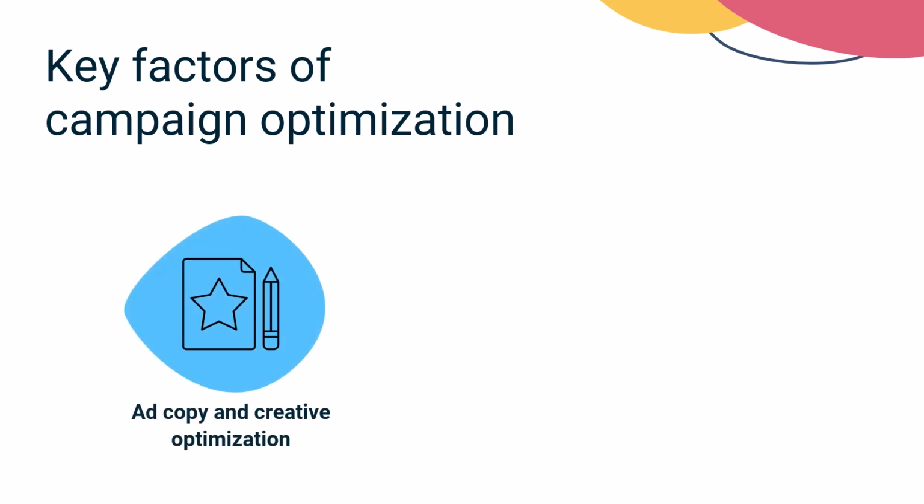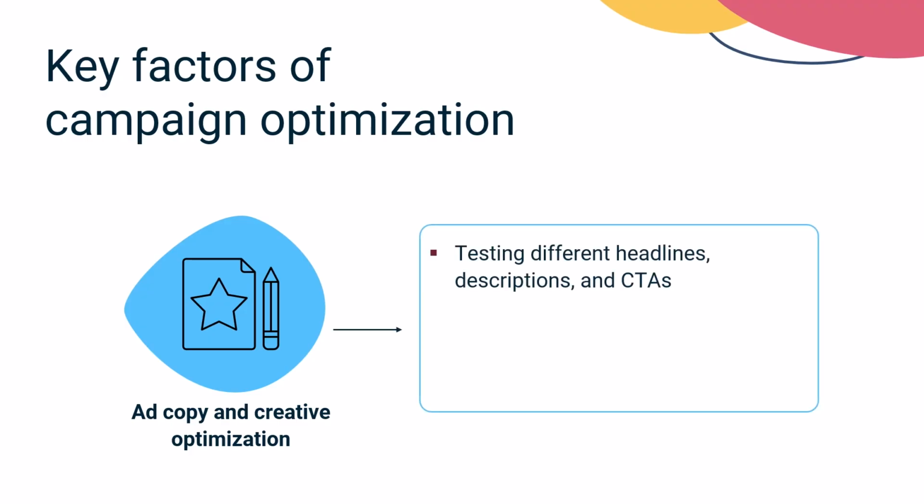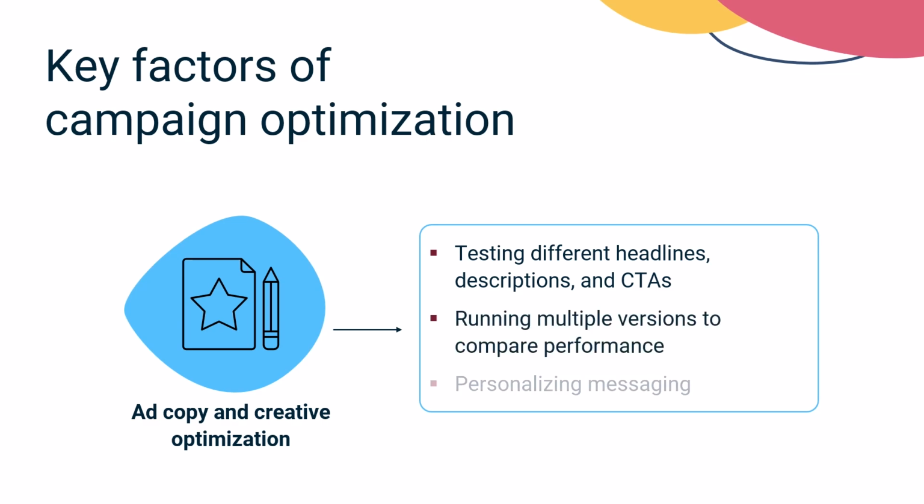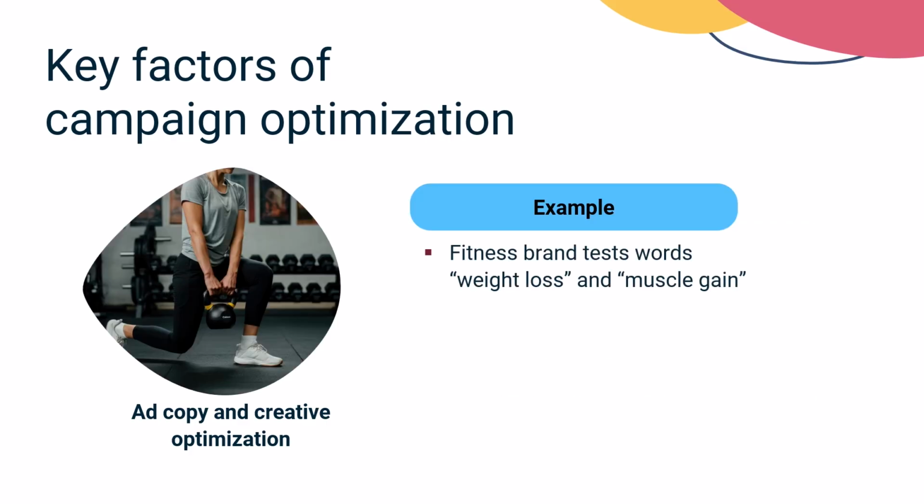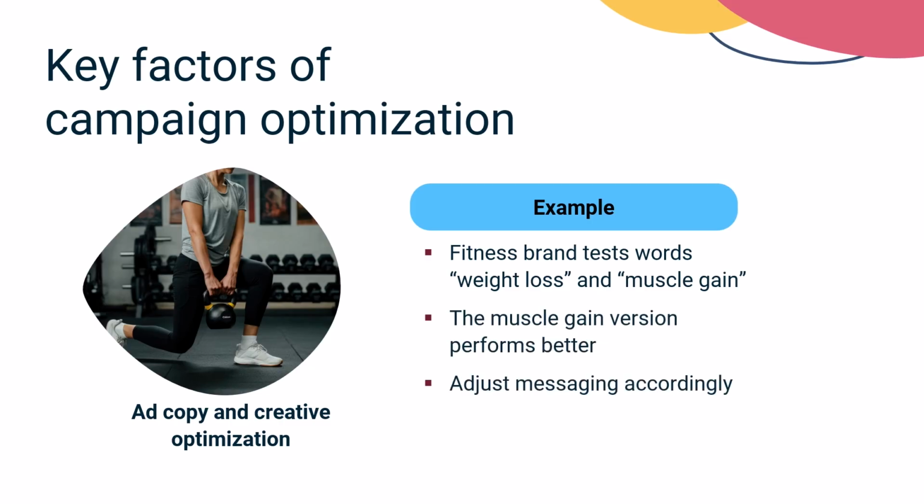Ad copy and creative optimization include testing different headlines, descriptions, and calls to action or CTAs to see what works with users, running multiple versions of an ad to compare performance, and personalized messaging to tailor ads to specific audience segments. Imagine a fitness brand that tests two versions of ad copy, one focusing on weight loss and another on muscle gain. The muscle gain version performs better, so they adjust their messaging accordingly.